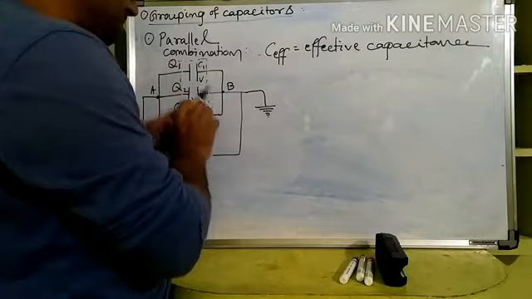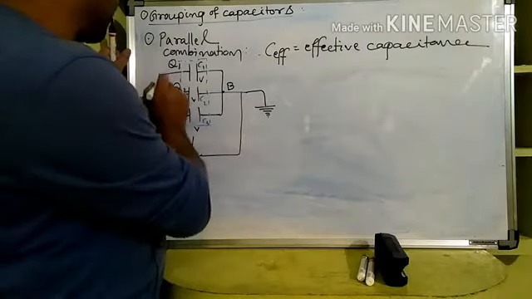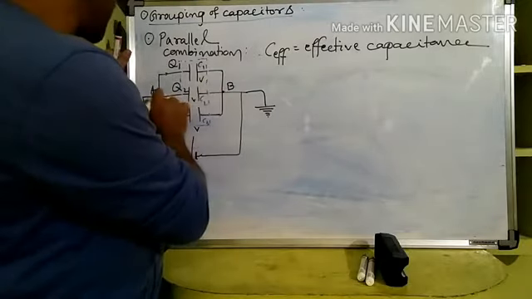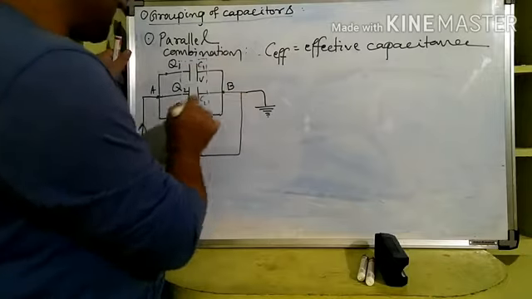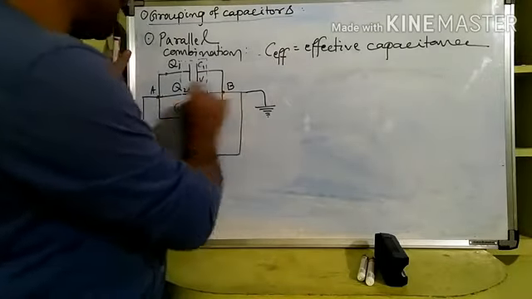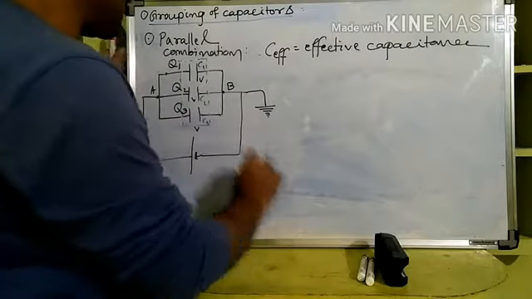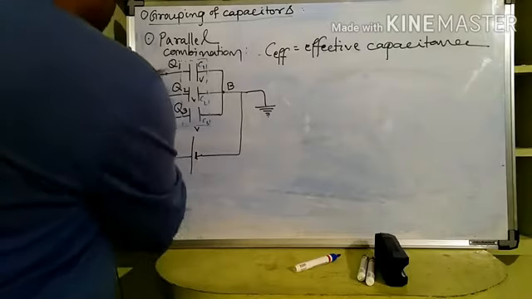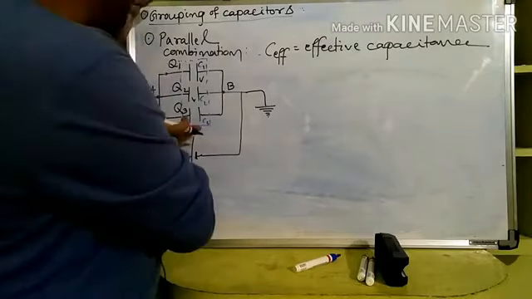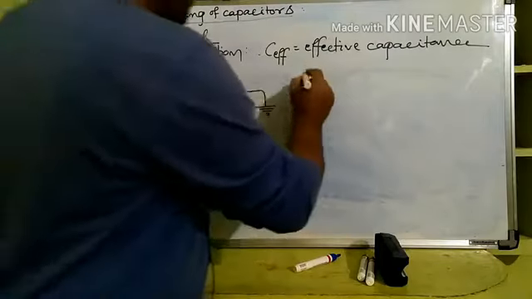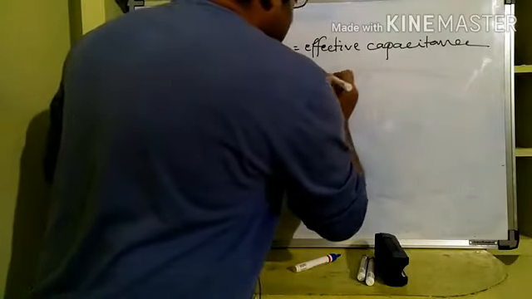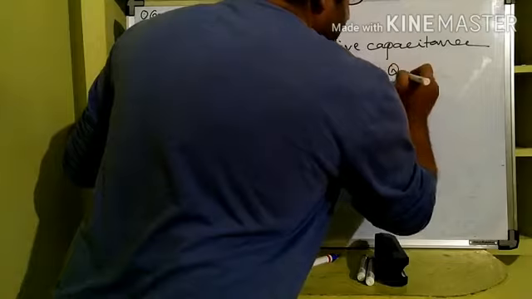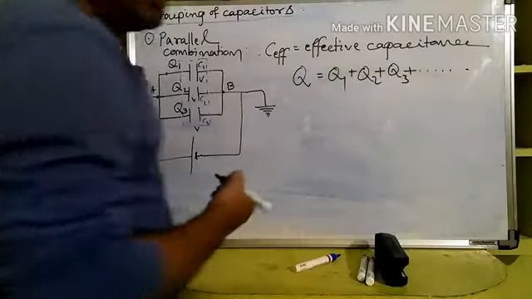If you follow this path through C1 from A to B, the potential difference will be the same. Through C2, the potential difference is the same. Through C3, the potential difference is also the same. Now whatever charge is supplied to these capacitors has been distributed among them, right? So what we can say is Q is equal to Q1 plus Q2 plus Q3 plus, and so on.